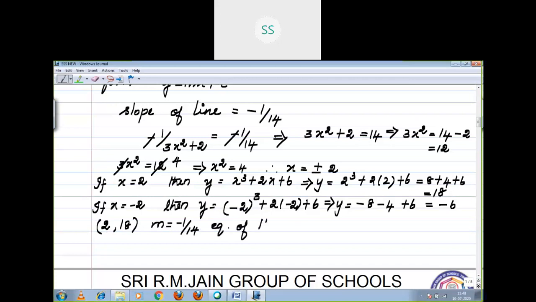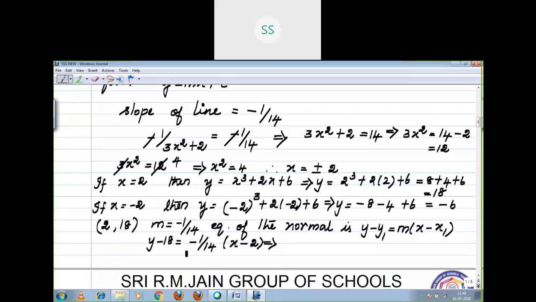Equation of the normal is y minus y1 equal to m into x minus x1, right? Now, y minus 18 equal to minus 1 by 14 into x minus 2, which implies use 14 and cross multiply, right? Then what can you get?